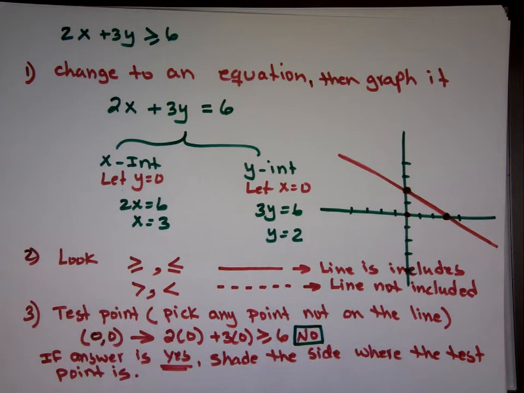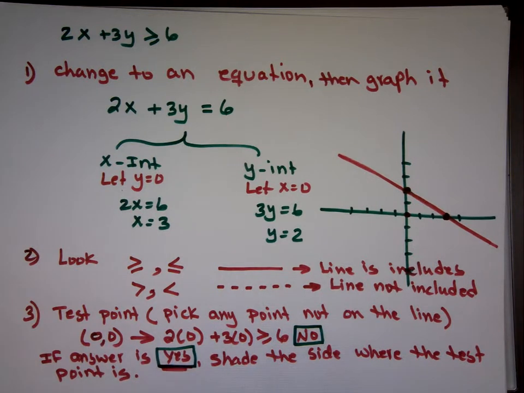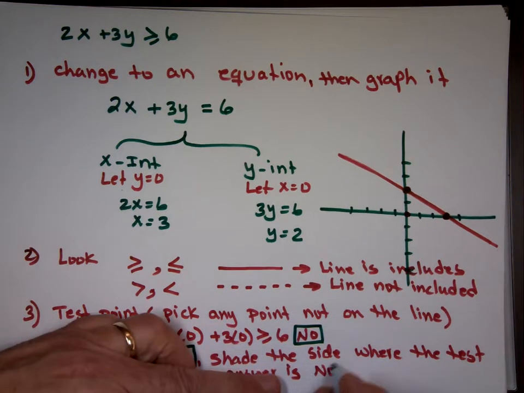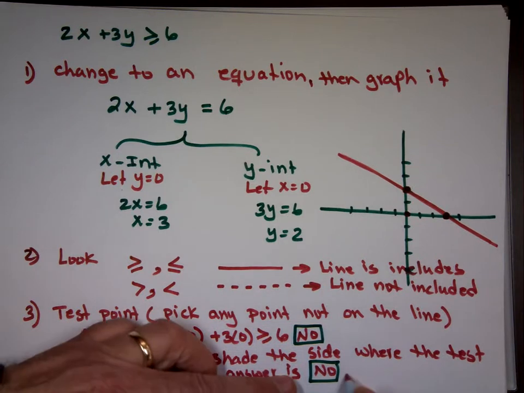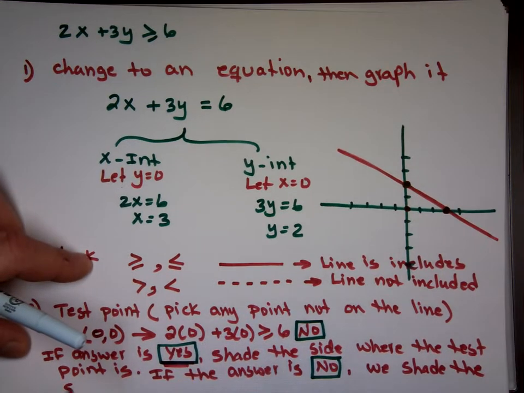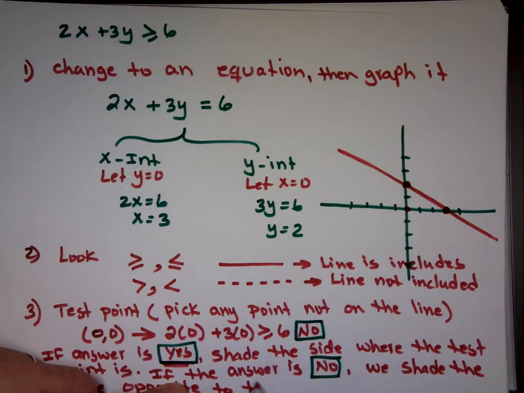So what happens then if the answer is no? We're going to shade one side. So, exactly. If the answer is no, then we shade the side opposite to the test point. Test point side.